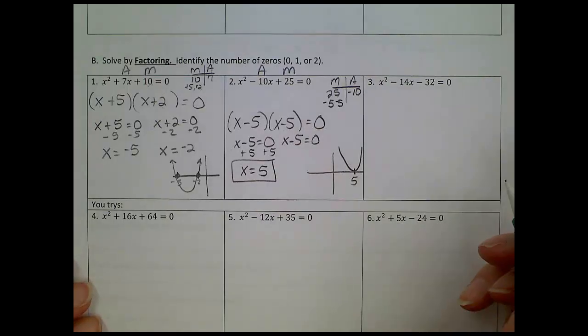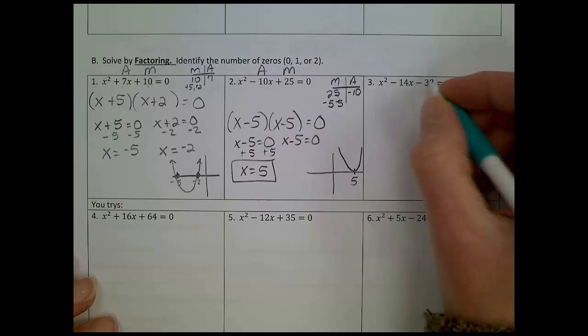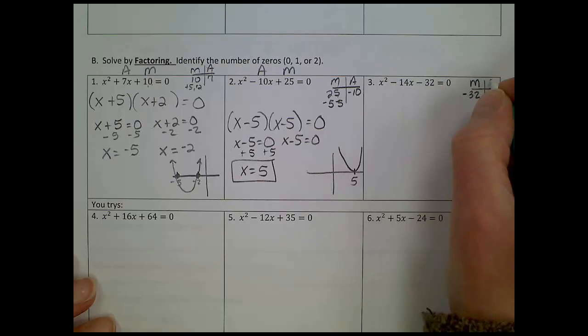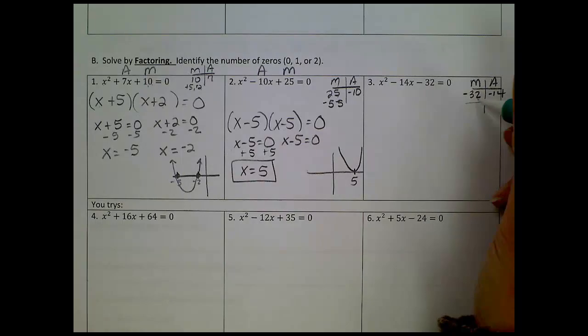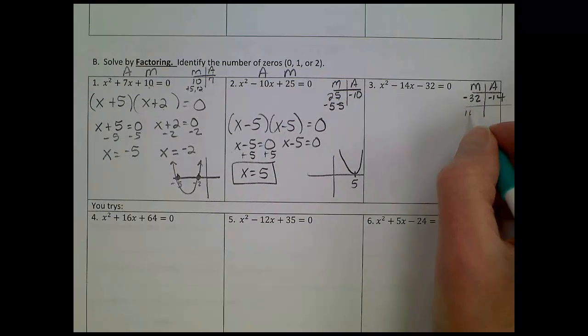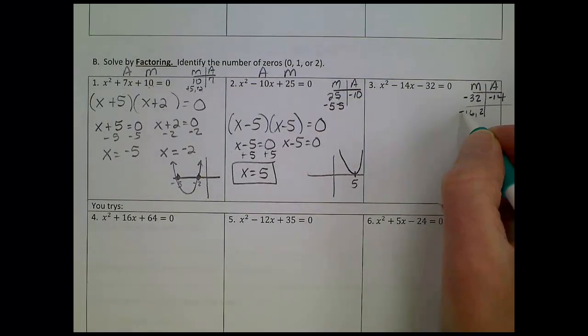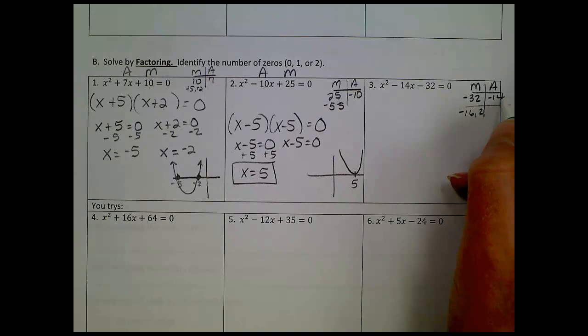Okay, number 3, trinomial again. Again, we want to multiply to the last term, negative 32. We want to add to negative 14. 32, 8 and 4 usually come to mind, but 8 and 4 won't get me to 14. 32 and 1 is out. I won't get anywhere near 14. But 16 and 2 might get me there. And if I make the 16 negative, when I add them together, I'll get a negative 14.